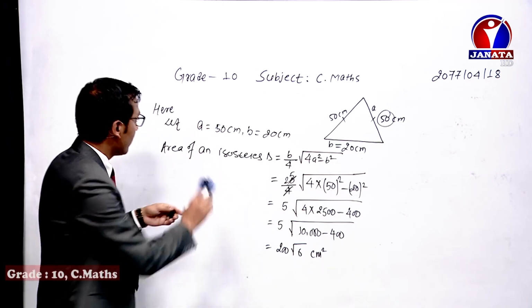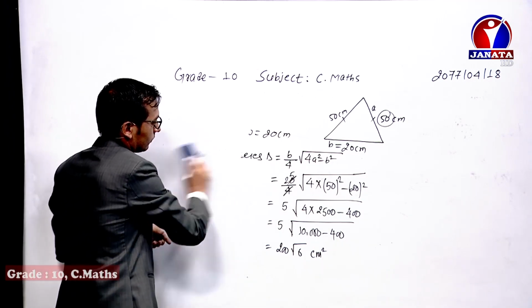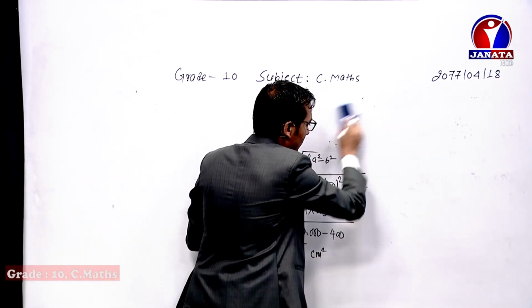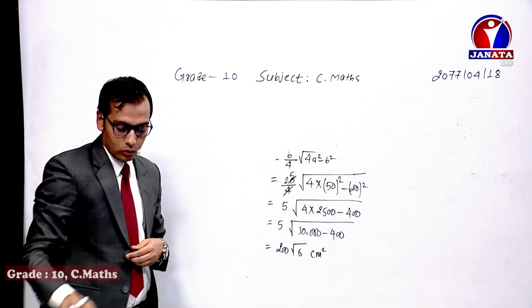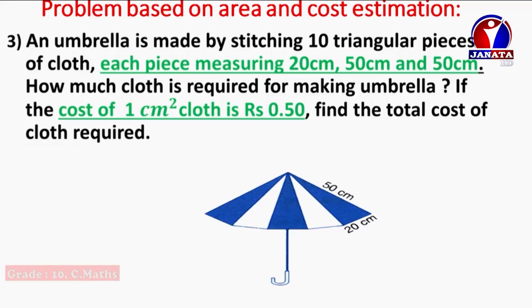So let me erase this and write over here, what is the area of 10 triangular, isosceles pieces? It is 10 times the area of one triangle. What is the area of one triangle?